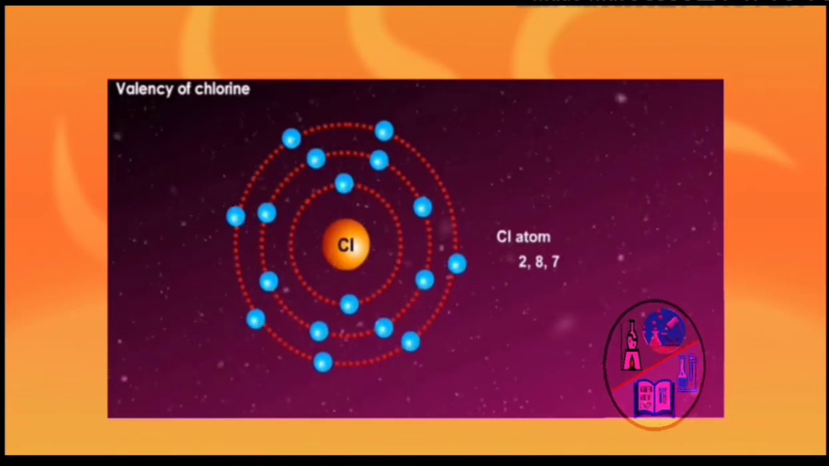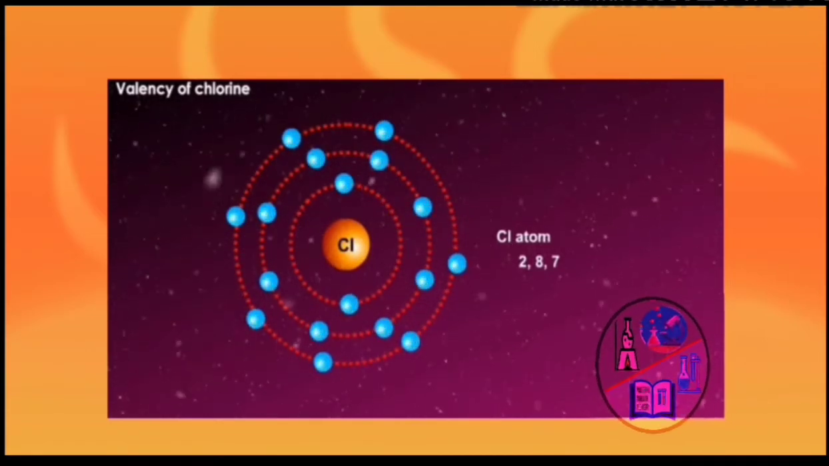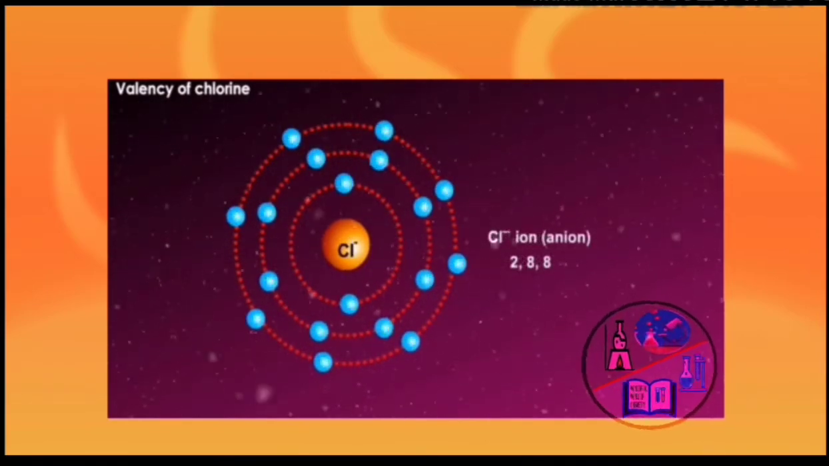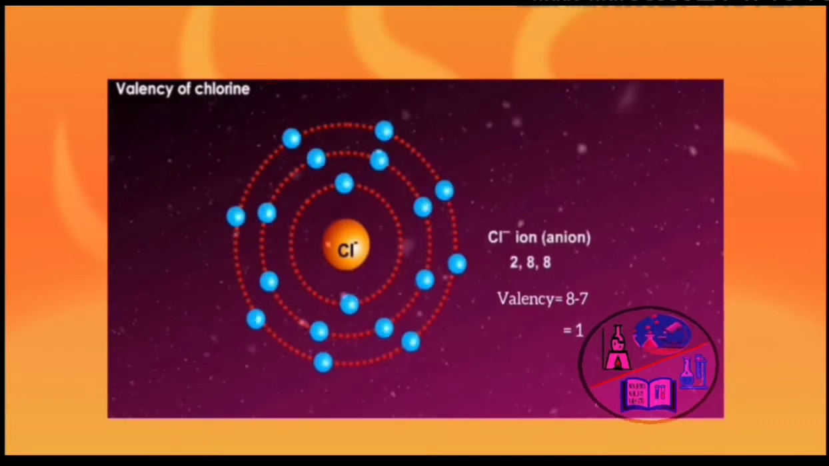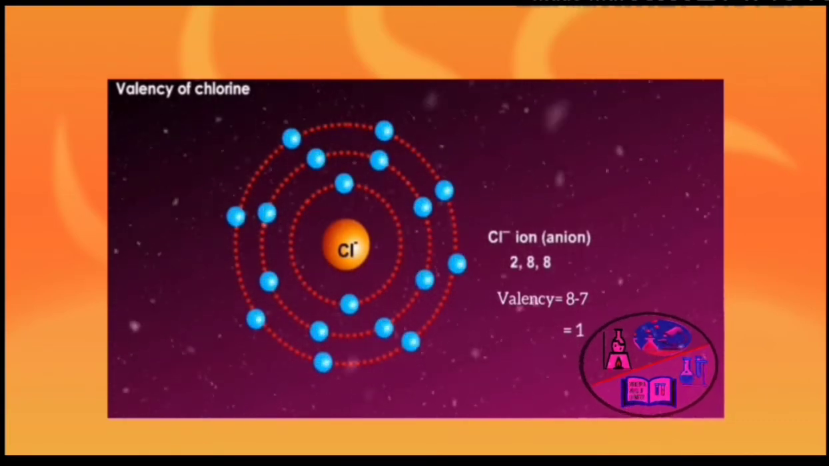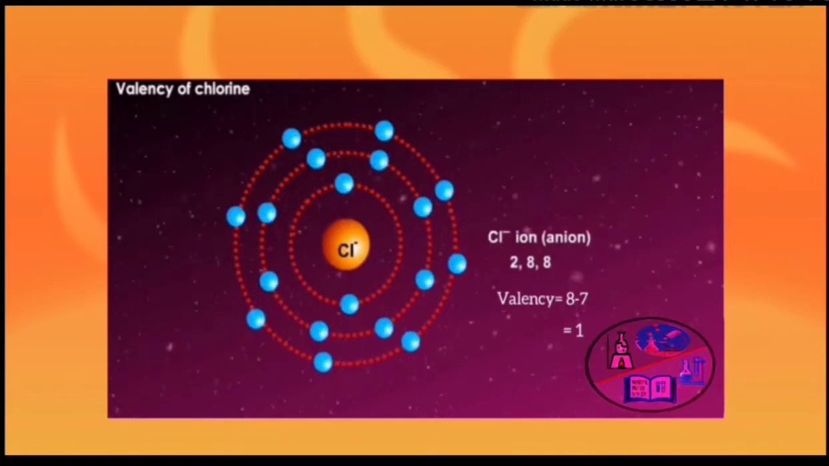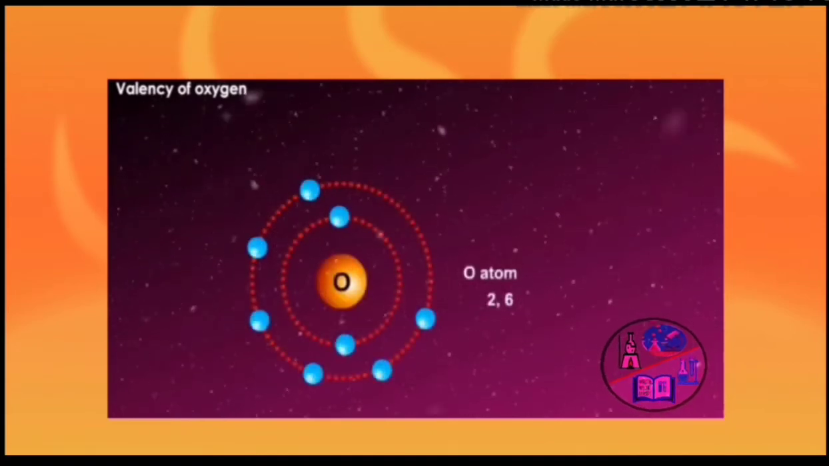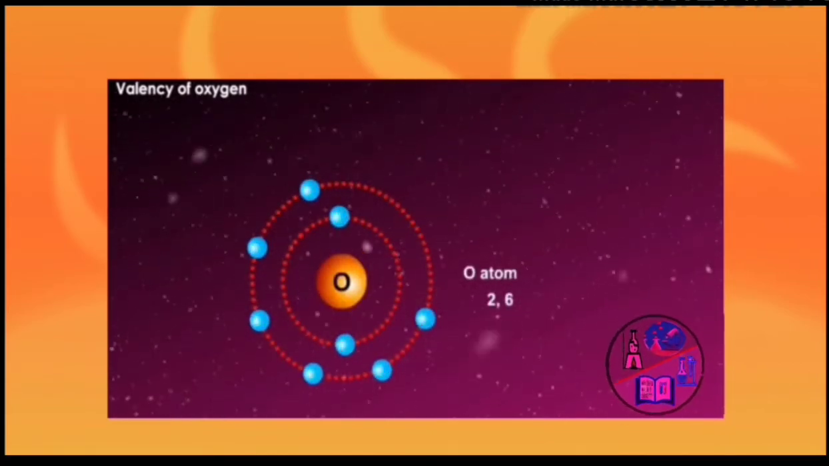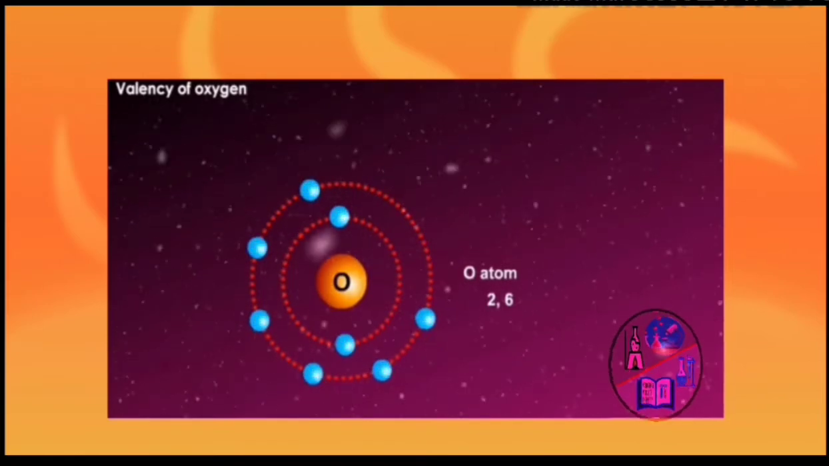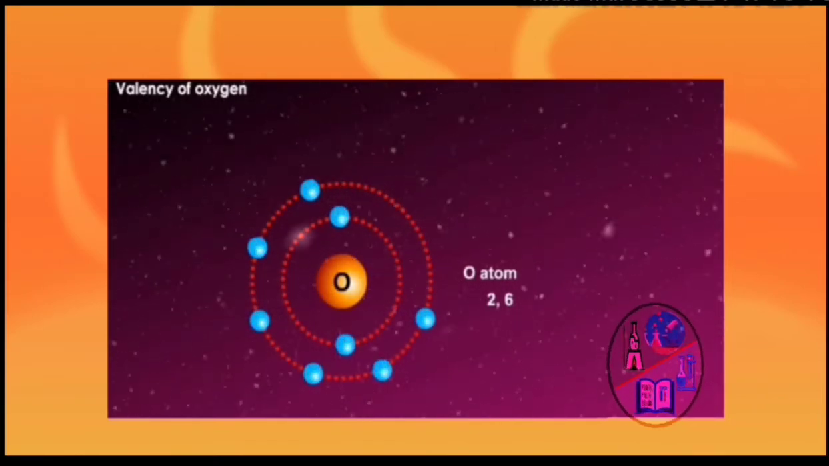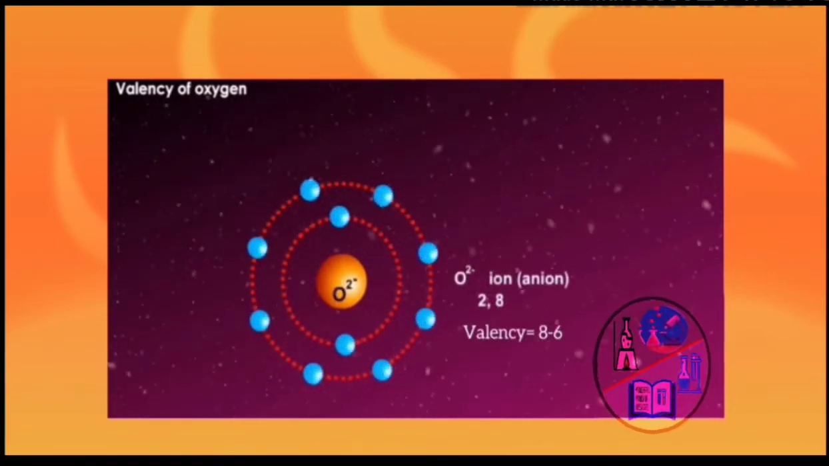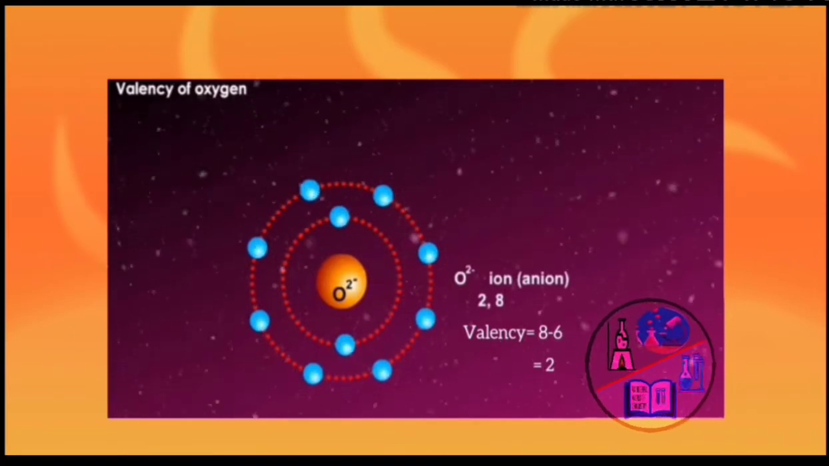In its outermost shell, the valence electrons present is 7. So, to become stable, it needs only 1 electron. Hence, the valency will be 8 minus 7, which is equal to 1. Now let's see the valency of oxygen. Its electronic configuration is 2, 6. So it needs 2 more electrons to become stable. Hence, the valency will become 8 minus 6, which is equal to 2.